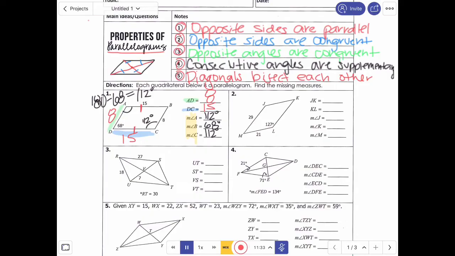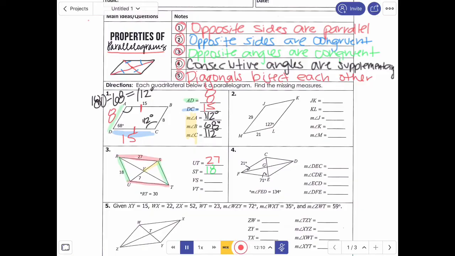UT is down here. UT would be opposite of RS, so that means UT also has to be 27. Okay, then ST is opposite RU, so that means ST is 18. Okay, and then we got VS.